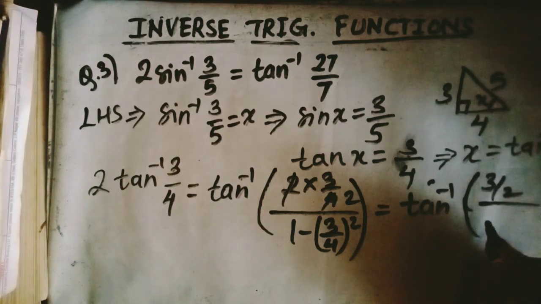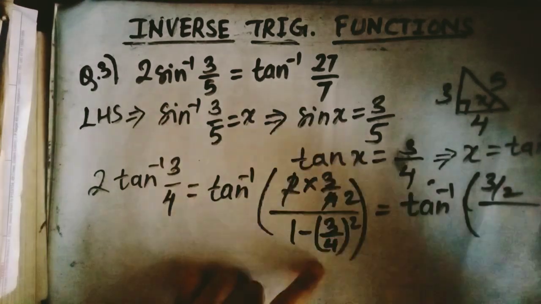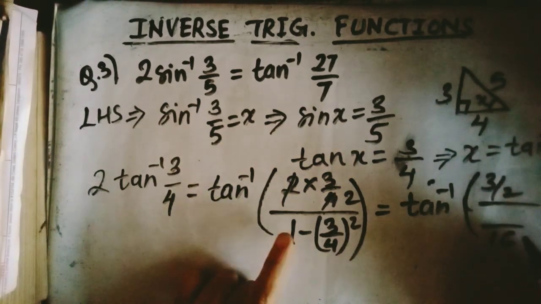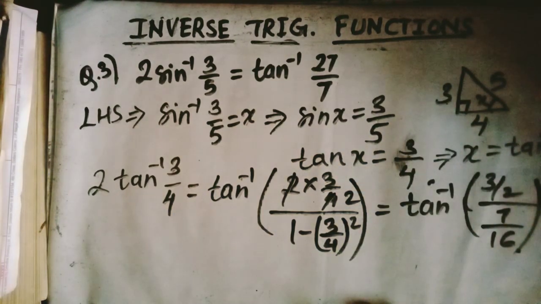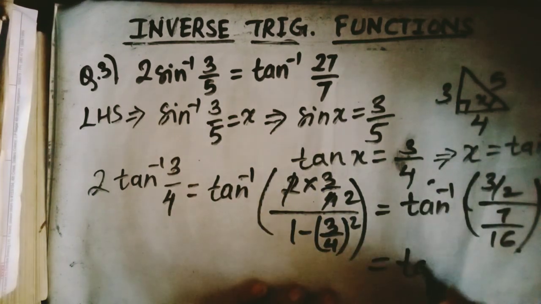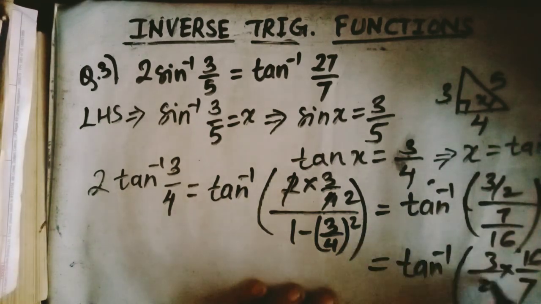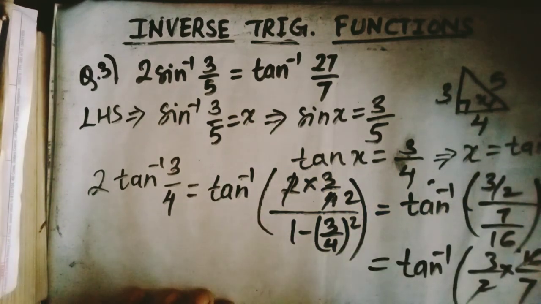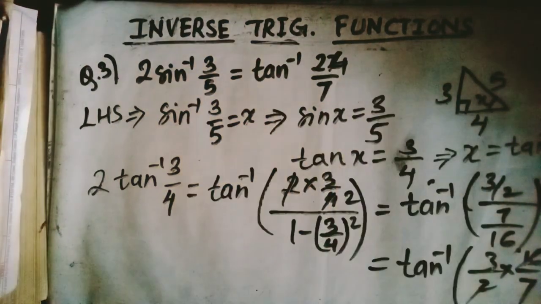So that is 7 upon 16. Taking this as tan inverse of 3 by 2 into 16 by 7, we'll get 24 by 7. So we got the RHS.